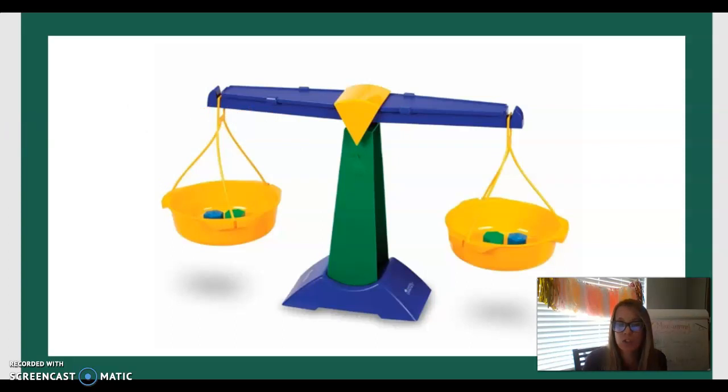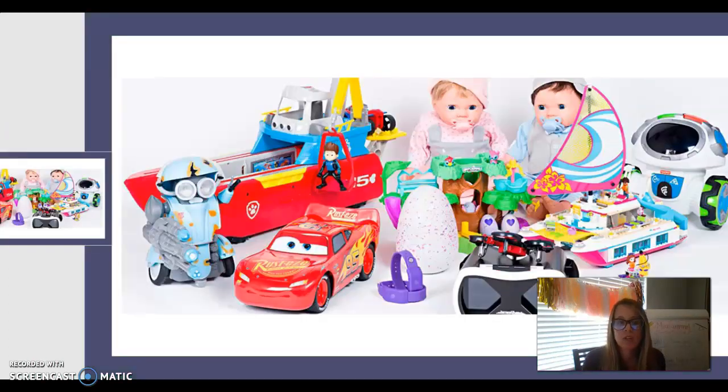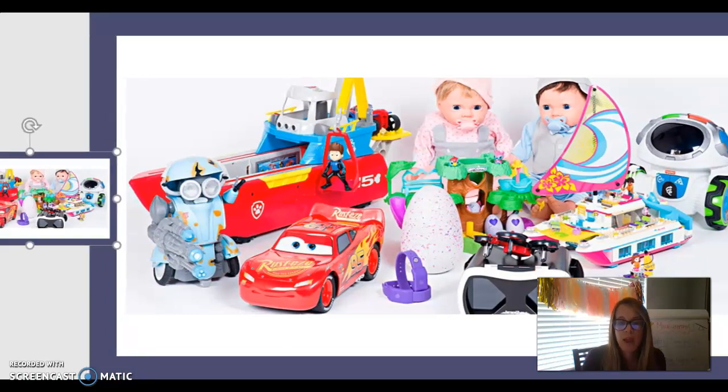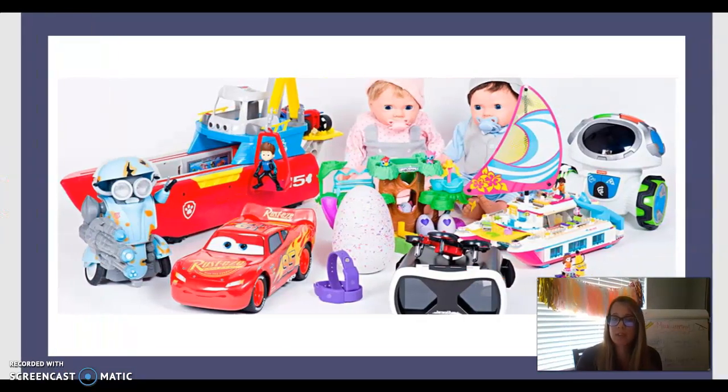So let's look at these pictures of some toys and try and decide what's going to be heavy and what's going to be light. If I'm comparing two things, let's compare the race car and the watch. Thinking about the size of this race car and the size of the watch, which one do you think is going to be heavier? Yeah, I agree. I think the race car is going to be heavier. So let's say it in a complete sentence. The race car is heavier than the watch.